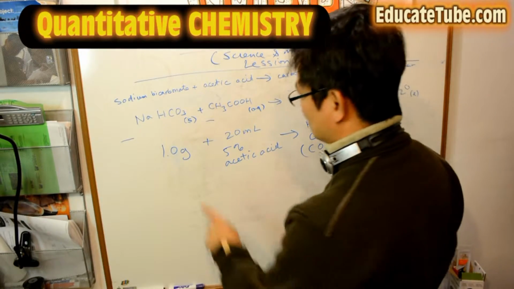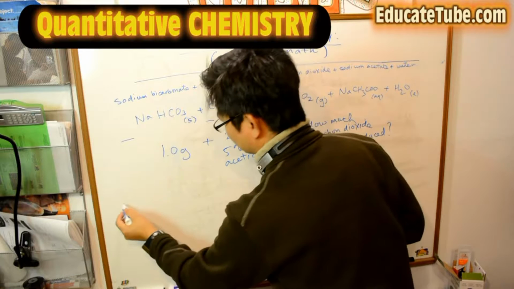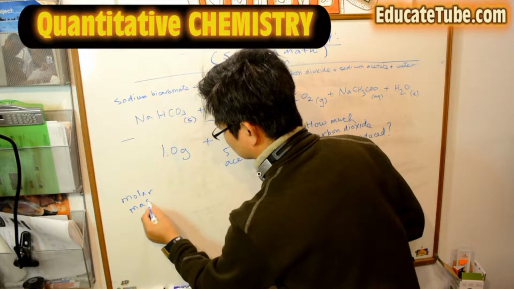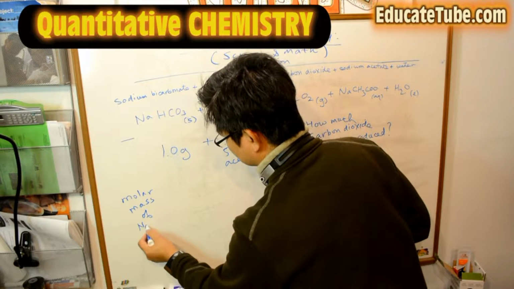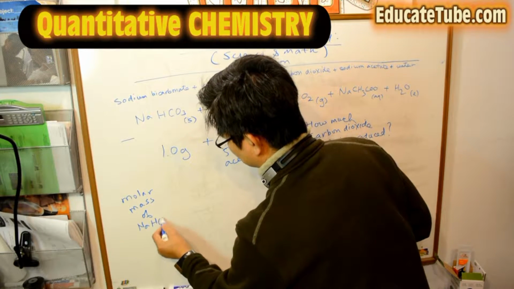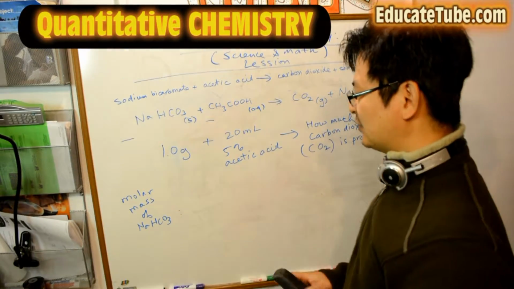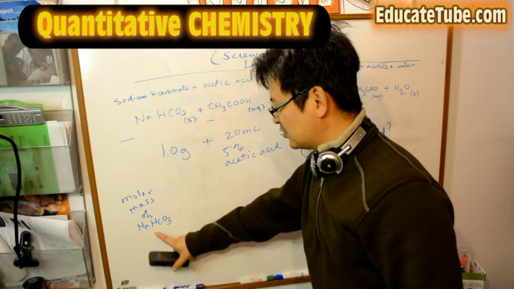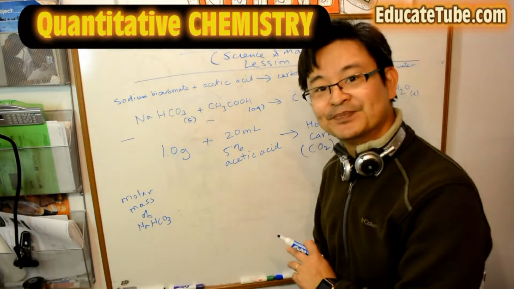All right, so let's first look at this question and find out what the molar mass of NaHCO3, or sodium bicarbonate, is. To figure it out, you have to take your periodic table and find the molar mass of sodium, hydrogen, carbon, and oxygen, all of them, and add them up.